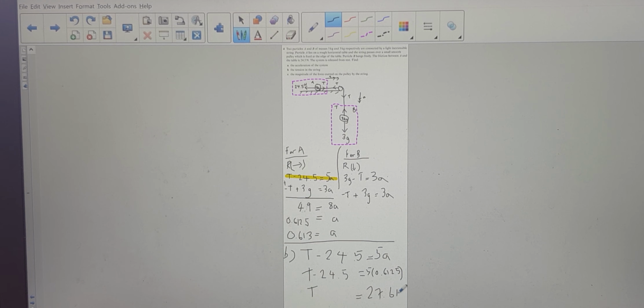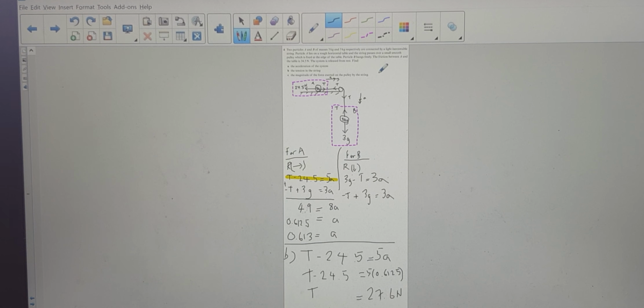Okay, right, I'll show a separate video on how to work out the magnitude of the force exerted on the pulley, because it's a bit of a weird one. I'll try and do it. It's a bit too small the way I've done it here, so I'll do it on a separate diagram.